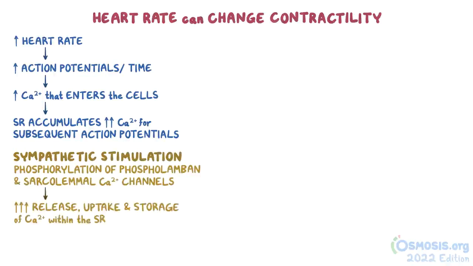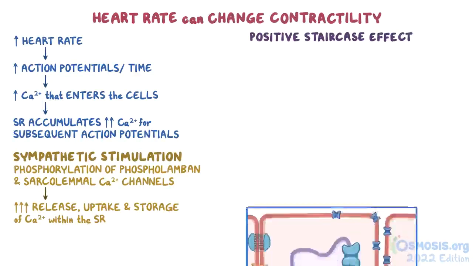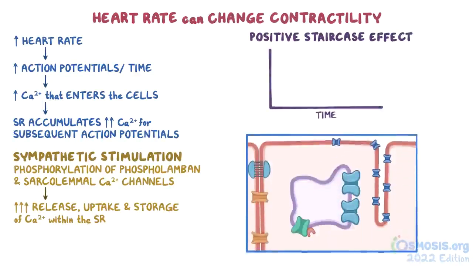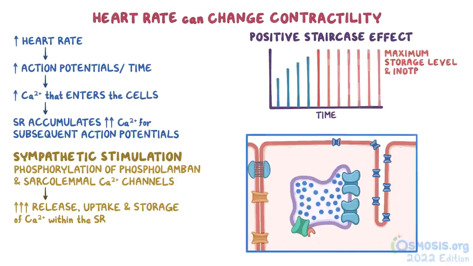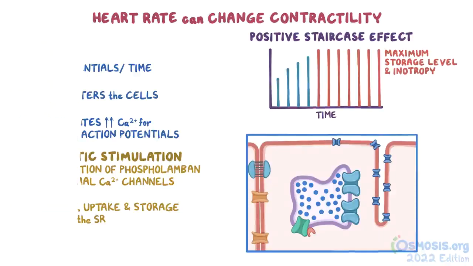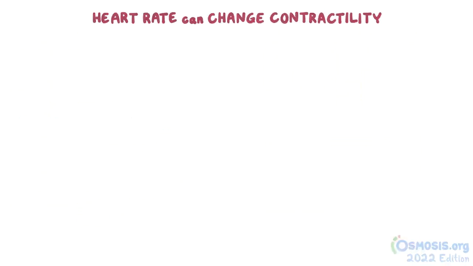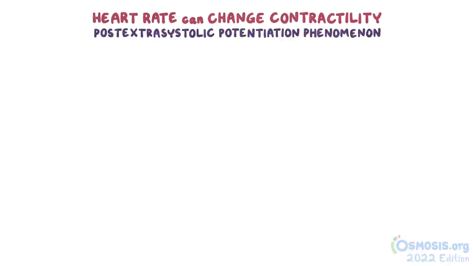This can be seen graphically as the positive staircase effect, where an increase in heart rate is shown to increase inotropy gradually at first as calcium is not yet accumulated, but with each successive beat, more calcium is available for the sarcoplasmic reticulum with a corresponding increase in inotropy until finally a maximum storage level is reached and maximum inotropy is seen. This effect can also be seen in the post-extrasystolic potentiation phenomenon.